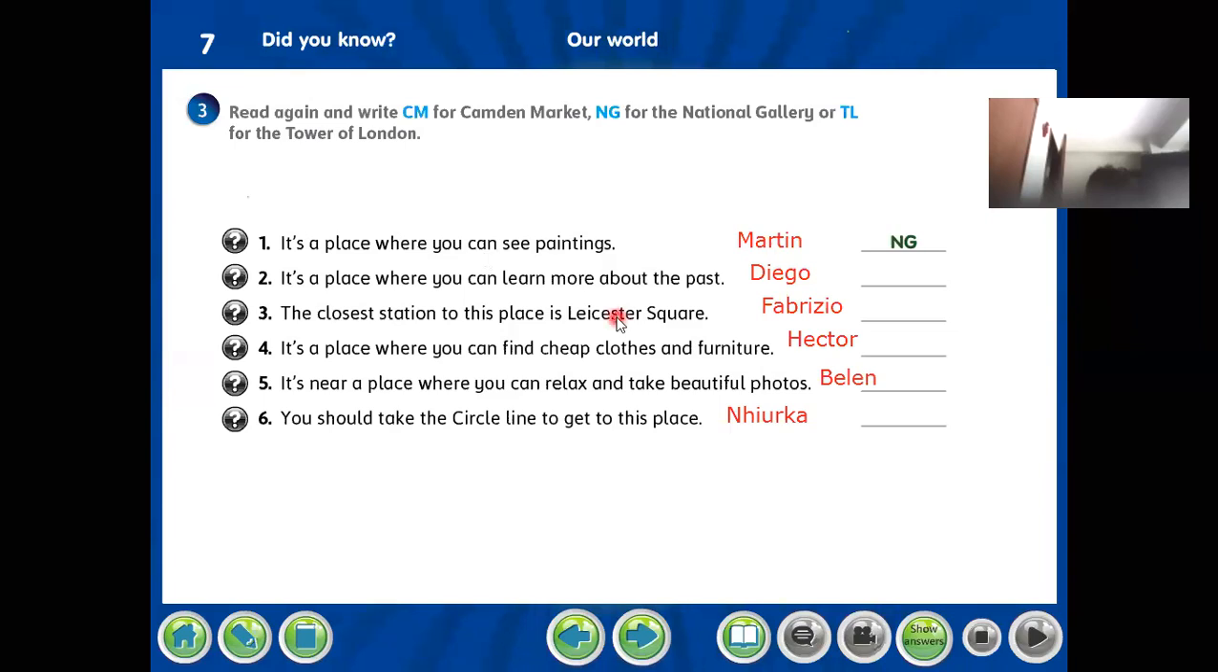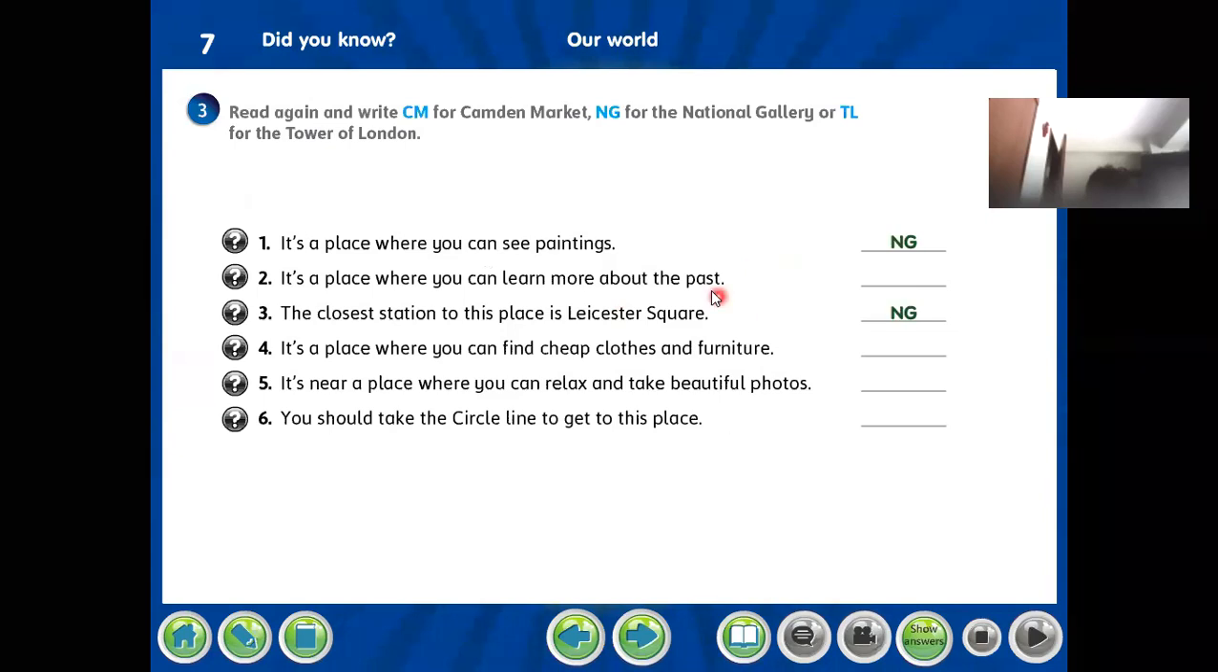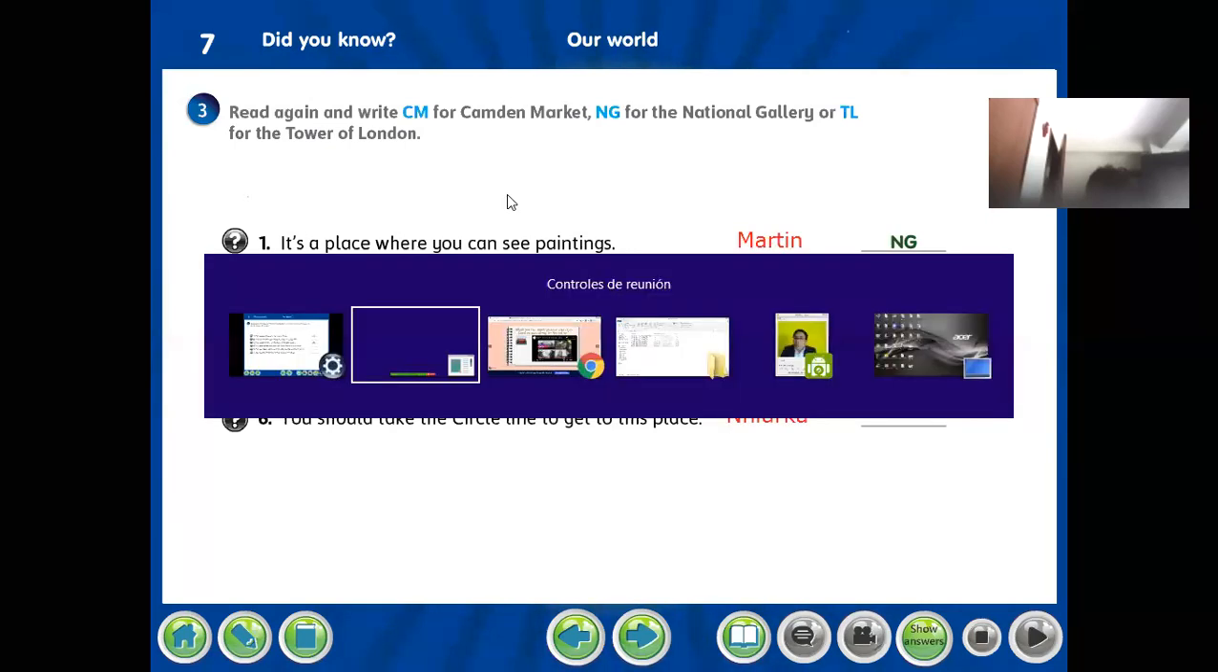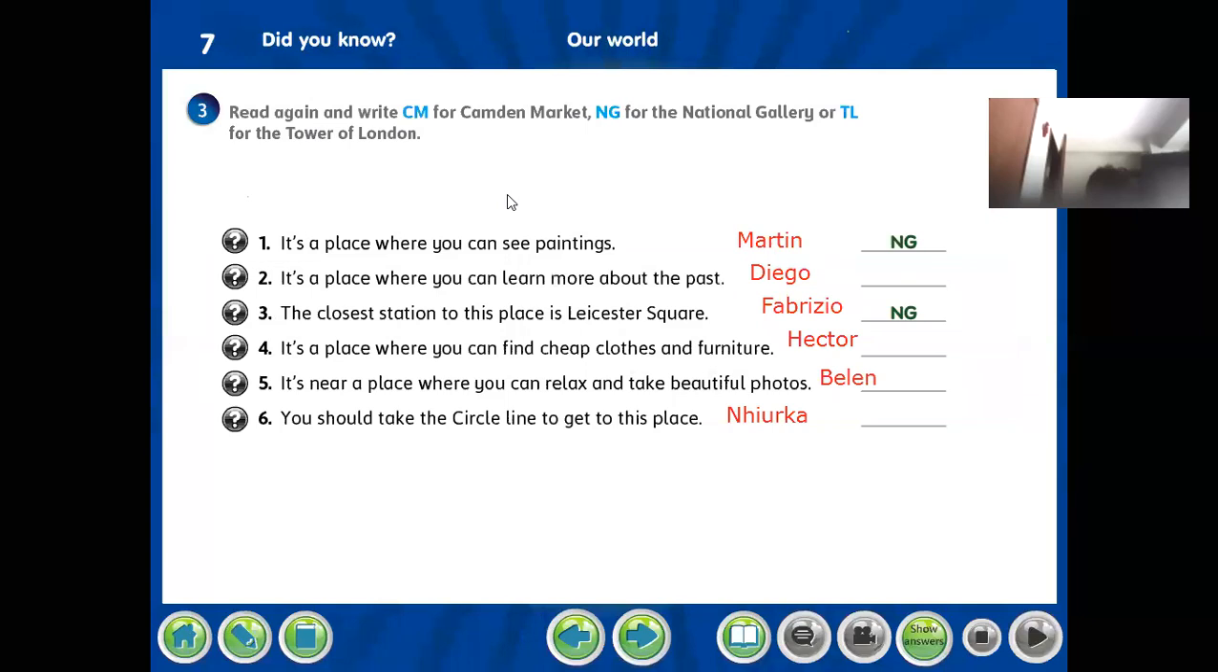Diego, did you finish? Fabrizio, you finished it, no? Read, please, number 3. Yes, teacher. Can I do number 2 or 3? Number 3. Okay, three. The place station to this place is Leicester Square. NG. Leicester Square. Very good. Very good, Fabrizio. Good job. The National Gallery, no? The closest station is Leicester Square. The rest, please continue.